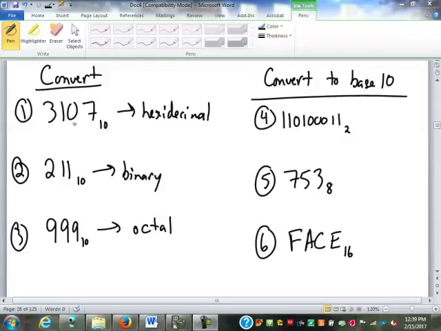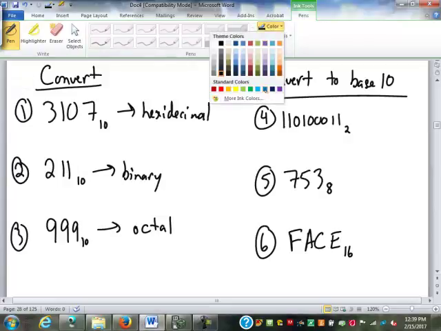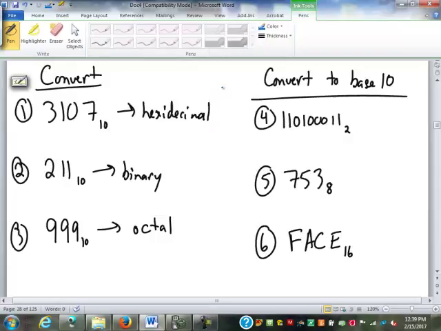Okay, so for the first ones here, converting those to hexadecimal. We have to remember our place values for hexadecimal are 16s. So it's 1, 16, 256. The next one would be 4096. We don't need to go that high. So we start out with a 33107.